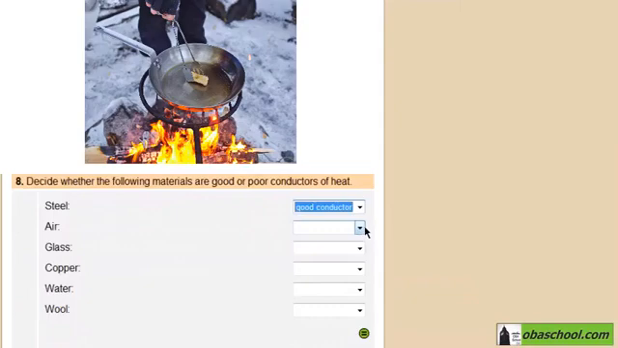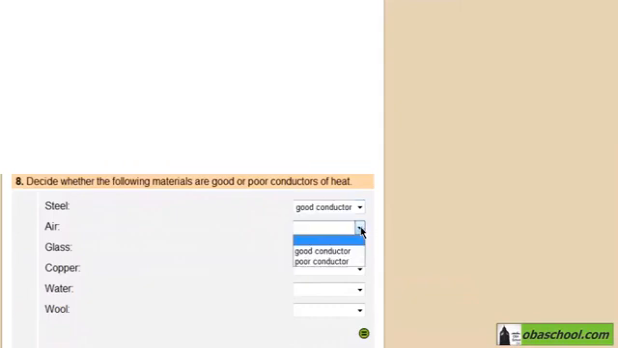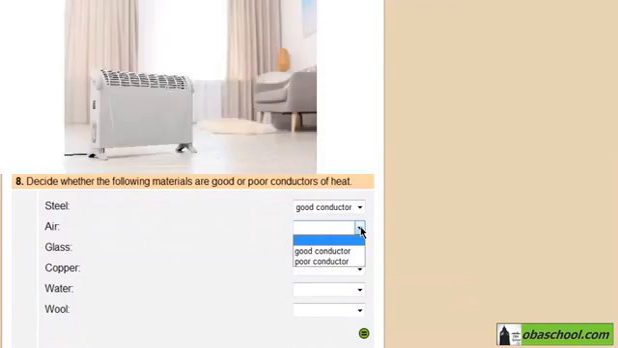Let's move to the second example, which is air. If you are sitting in a closed room and there's a heater, the air takes time to heat. So air is considered as a poor conductor.